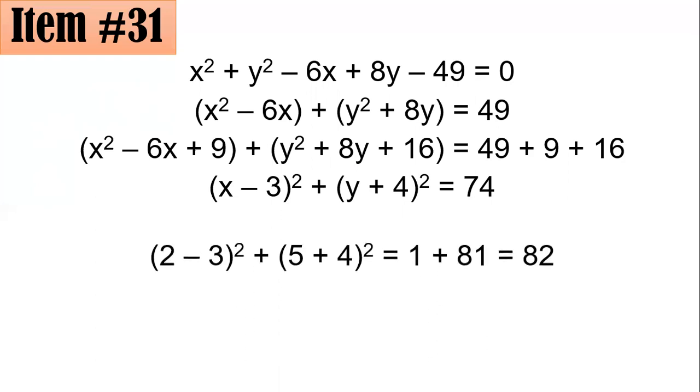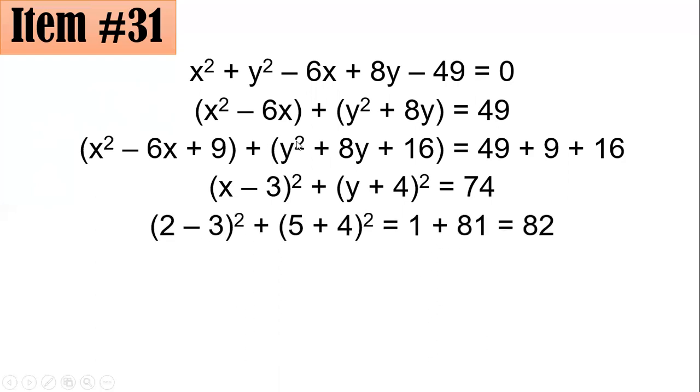What we can do next is substitute the point (2, 5). We will replace the x by 2 and y by 5, and let's see the result. So 2 minus 3 quantity squared plus 5 plus 4 quantity squared equals, this is negative 1 squared, that's 1. 5 plus 4 is 9, squared will be 81, which is 1 plus 81, which is now 82.